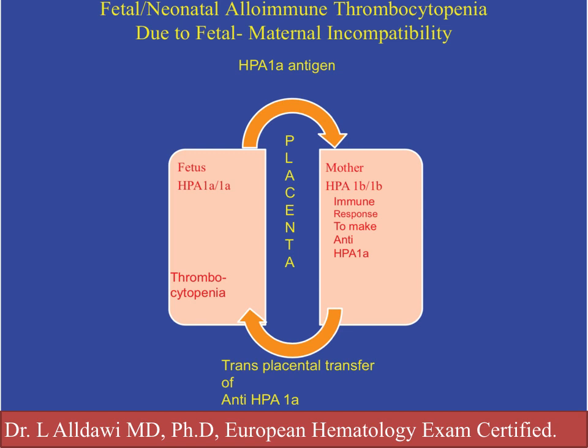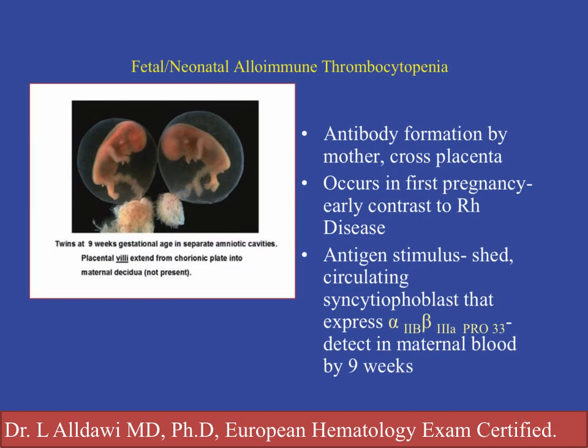Now we are going to talk about fetal or neonatal alloimmune thrombocytopenia. The typical scenario would be a mom who is human platelet antigen 1b, 1b, and a fetus who has human platelet antigen 1a, 1a. The mom will obviously develop an alloantibody against the fetal platelets, and this will cause thrombocytopenia as early as 10 to 12 weeks in pregnancy. It's very important to recognize that even though fetal or neonatal alloimmune thrombocytopenia is the equivalent of Rh disease, Rh disease will not happen in the first pregnancy, while NAT, or neonatal alloimmune thrombocytopenia, would happen in the first pregnancy. The reason is that there is much more antigen shedding from the syncytiotrophoblast derived from the fetus, which contains antigen, and this can be detected in maternal blood by 9 weeks.